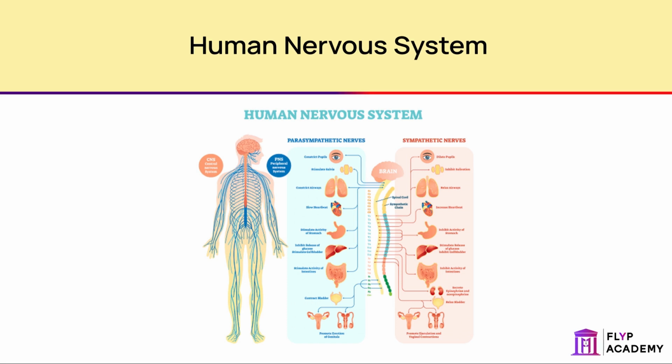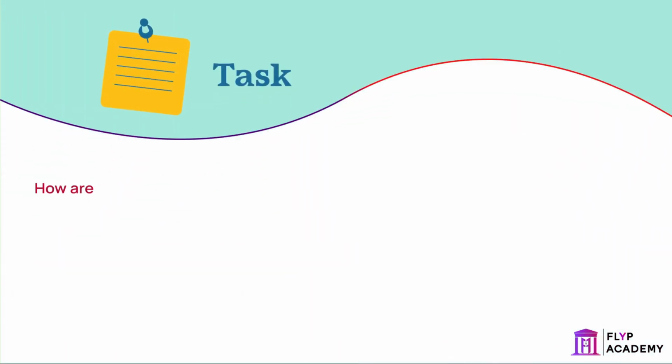This is the response. The nervous system is made up of a network of neurons or nerves. These are made from specialized cells called nerve cells. Nerve cells are able to carry electrical signals. Task: how are nerve cells adapted for their function? Nerve cells are long and thin and have dendrites at the ends to connect to other nerve cells.